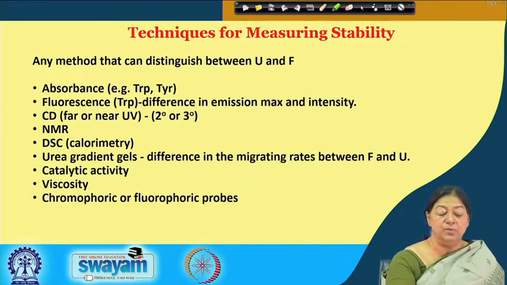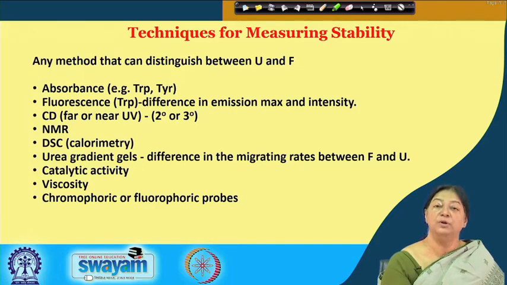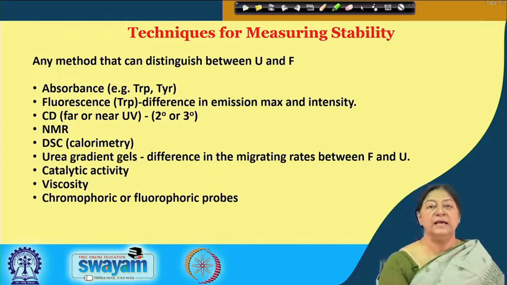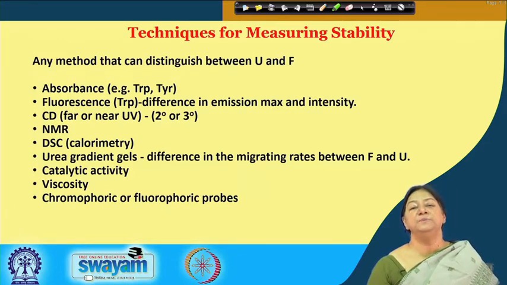We can have NMR, we can have calorimetry, we can have catalytic activity, viscosity, chromophoric or fluorophoric probes that will tell us whether the protein has the structure destroyed or not. In the catalytic activity, if there is a specific enzyme, we will study about enzyme, we have to have a specific folded structure for the catalytic function. Now, if that is disrupted, then obviously we know that the structure is destroyed.